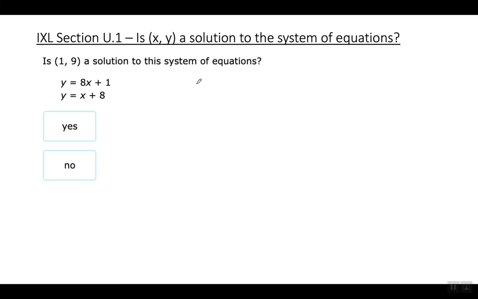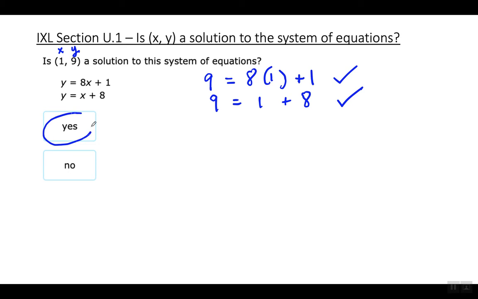All right, so right here I'm going to substitute the 1 for x and the 9 for y. When I substitute them, I'm going to get 9 equals 8 times 1 plus 1. On the top, yeah, that works because 8 times 1 is 8, and 8 plus 1 is 9. On the bottom, I'm going to get 9 equals 1 plus 8, and that also works. So yes, this is a solution to this system of equations.